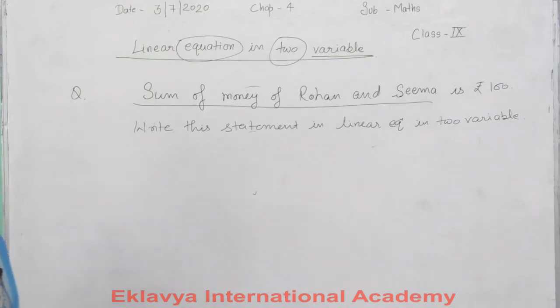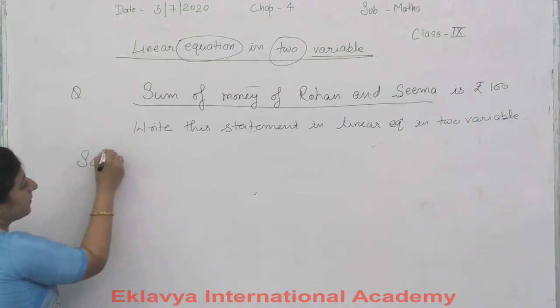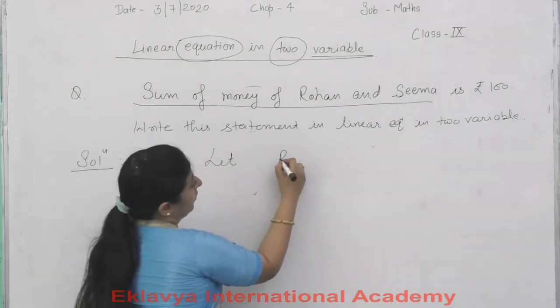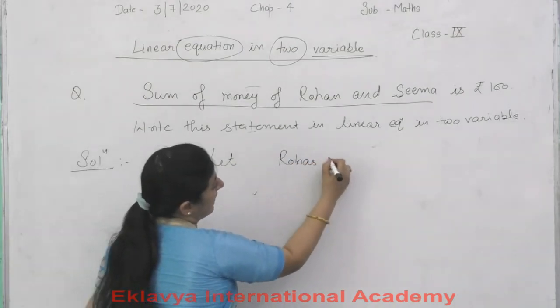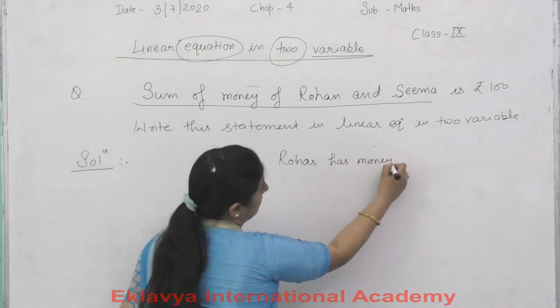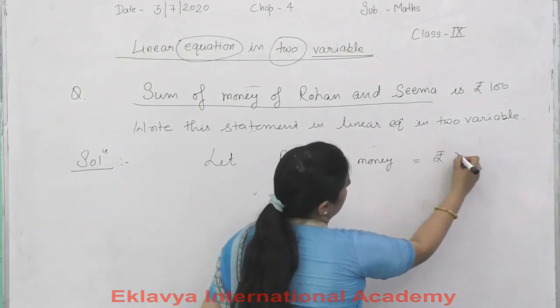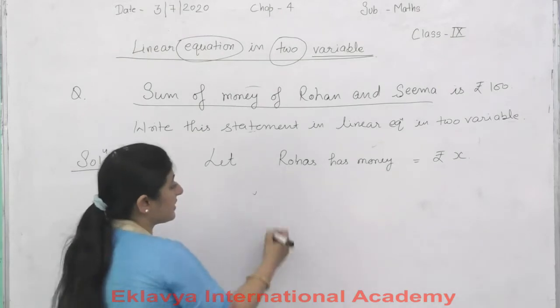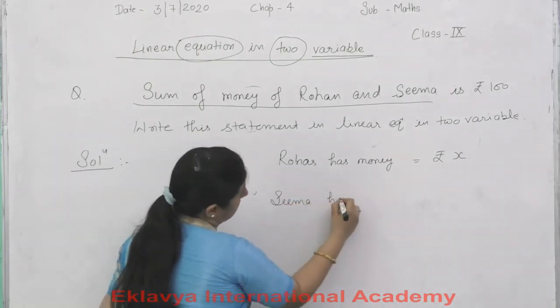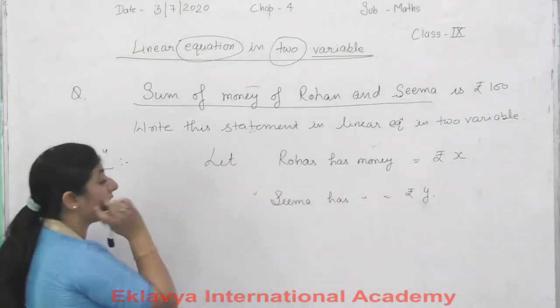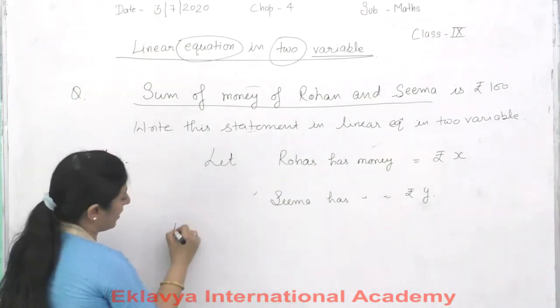It means Rohan has some money and Seema has some money, and the sum of both is equal to rupees 100. So what is our solution? Firstly, we write, let Rohan has money equal to rupees x. Seema has money equal to rupees y. Sum of money, the sum of both moneys, is according to the statement.